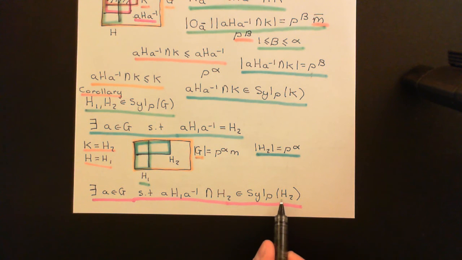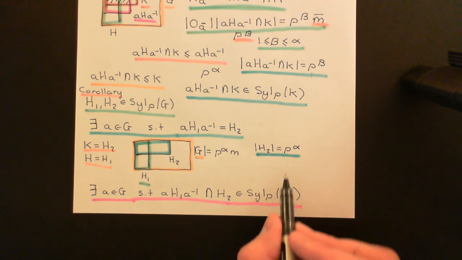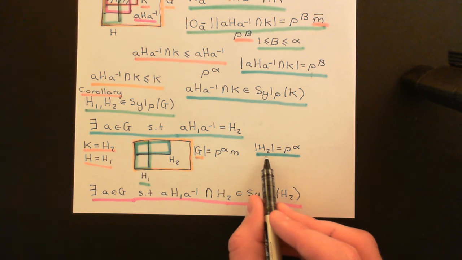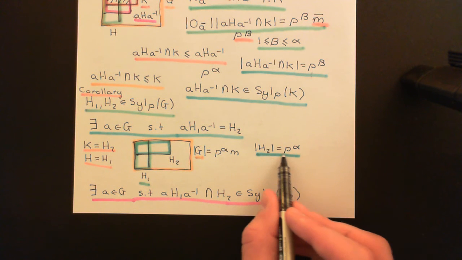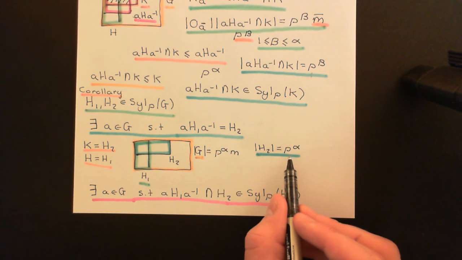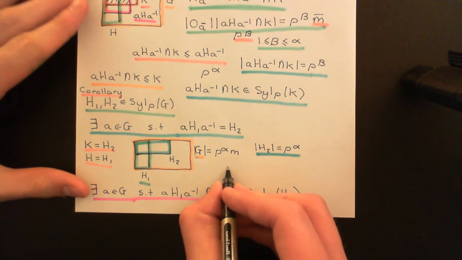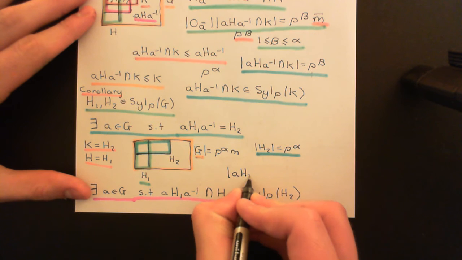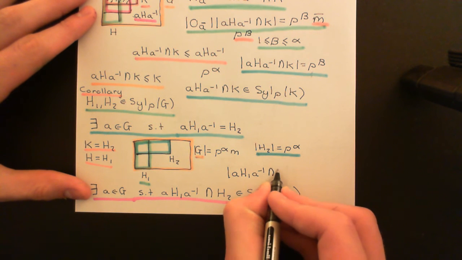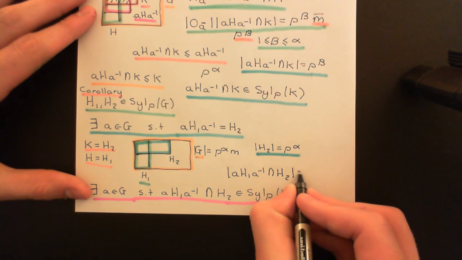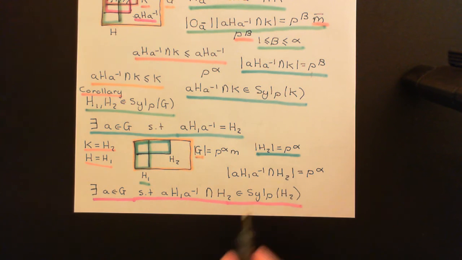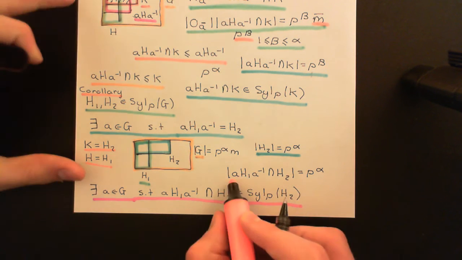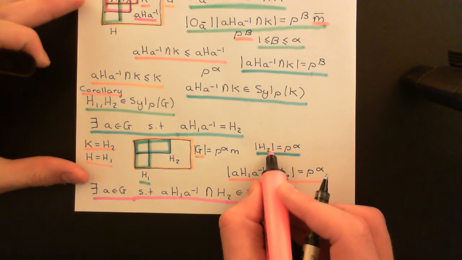Well, it means that you must be a subgroup of order the highest power of P that appears in the prime factorization of the order of H2. But here is the prime factorization of the order of H2. It is just P to the power of alpha. So that means that the order of this thing, the order of AH1A inverse intersect H2, must be equal to P to the power of alpha if it is going to be a Sylow P subgroup of H2. Okay, and what does that mean? That means that it must be equal to the entire group itself.